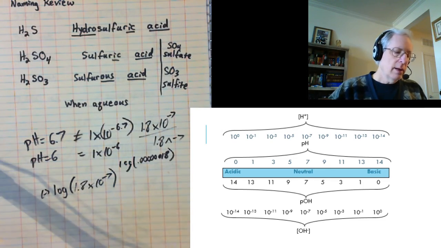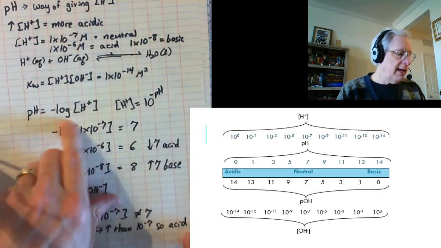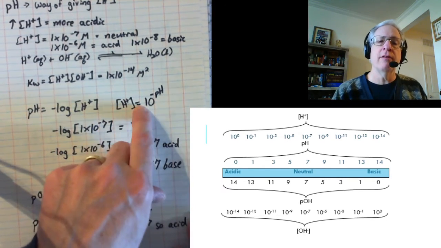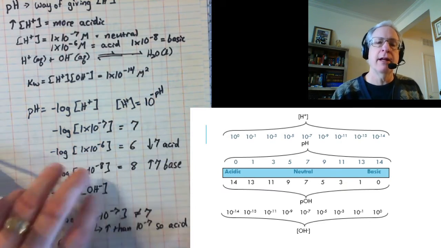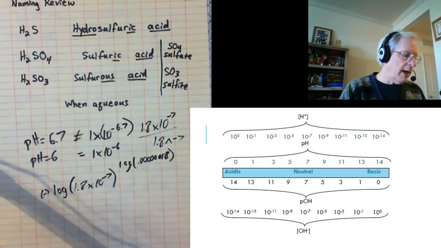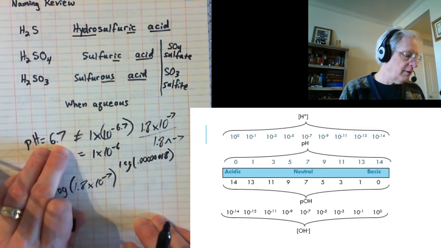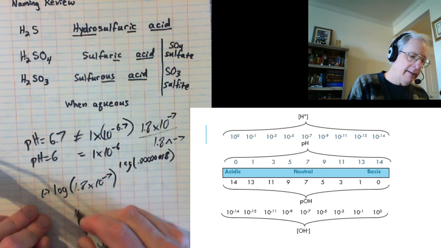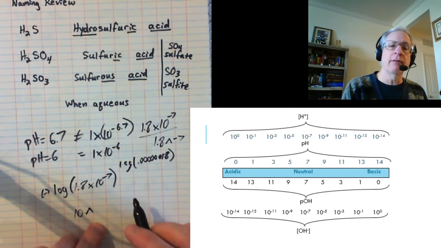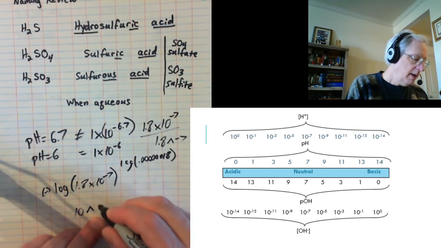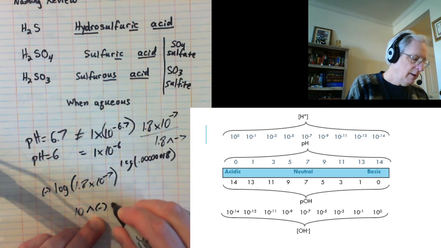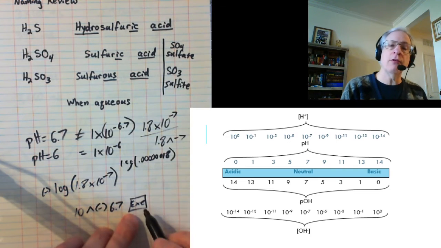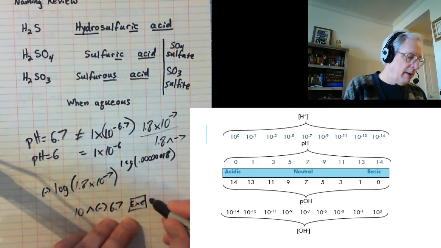pH is the negative log of the hydrogen ion concentration. If I want to go the other way, H positive is equal to 10 to the negative pH power. And likewise, if I told you that the pH was 6.7, you would put into your calculator 10, and then you would do exponent, whatever your exponent function is on your calculator, negative 6.7, and then equals or execute or whatever, and then that will tell you whatever it is.